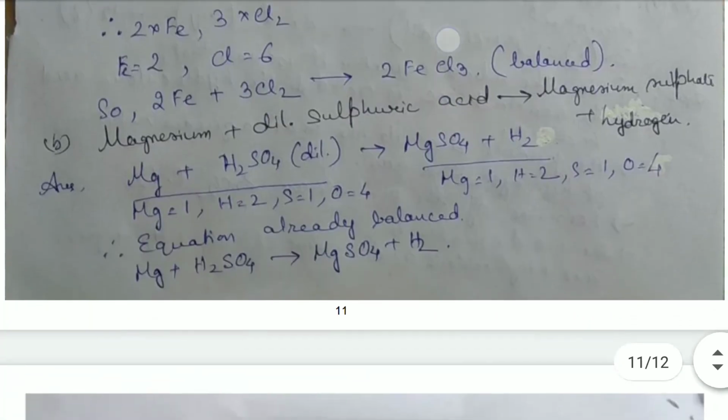Okay. Now, the second one is magnesium plus dilute sulfuric acid that gives us magnesium sulfate. Magnesium plus H2SO4, that is dilute, we get MgSO4 plus H2. See, on the reactant side, Mg is equal to 1, H is equal to 2, S is equal to 1, O is equal to 4. And on the product side, Mg is equal to 1, H is equal to 2, S is equal to 1, O is equal to 4. So the equation is already balanced. So the final equation will be the same, that is Mg + H2SO4 gives us MgSO4 + H2.